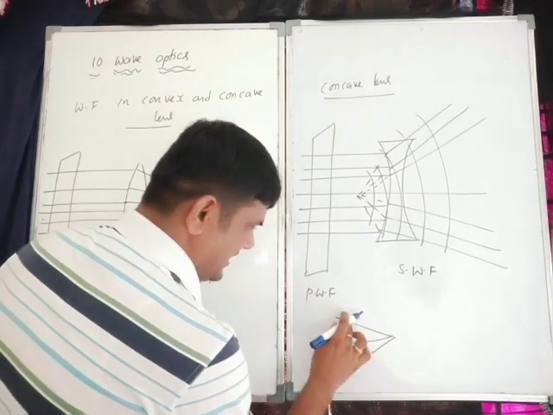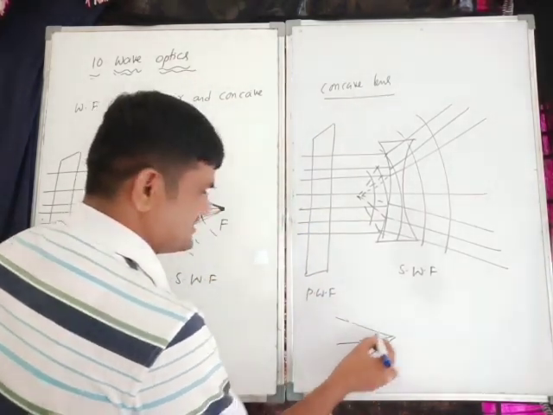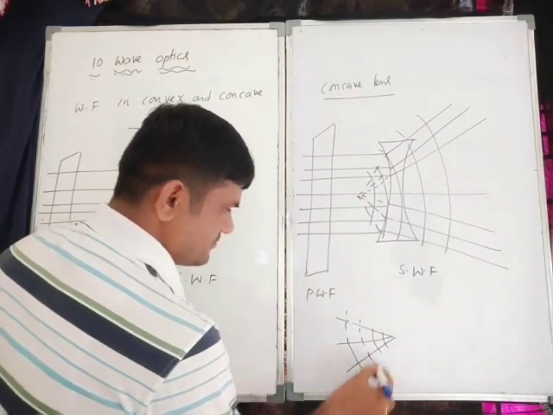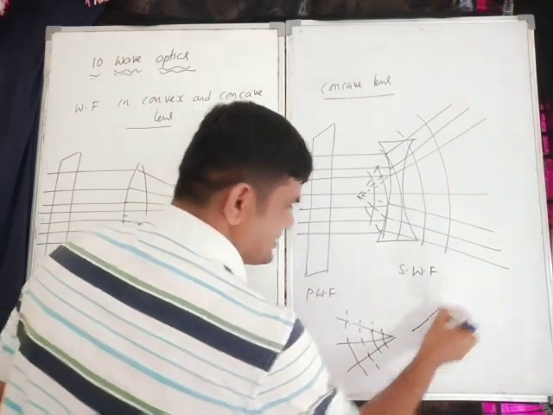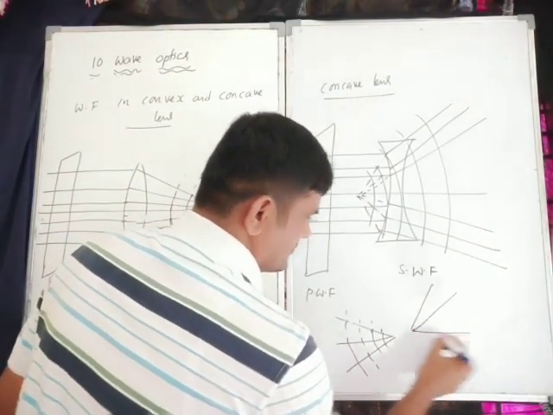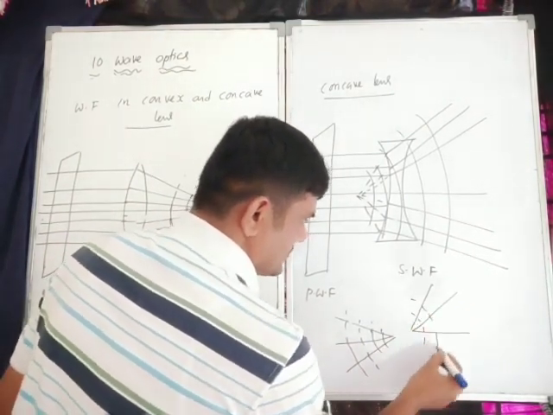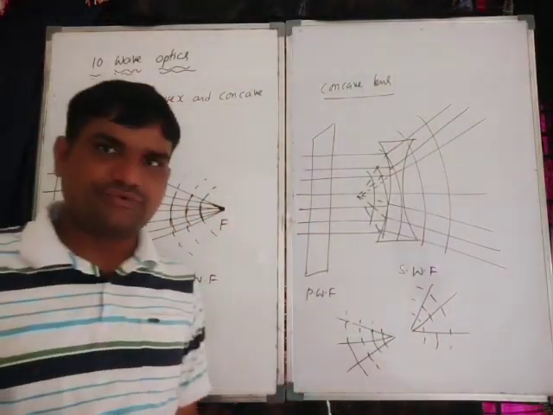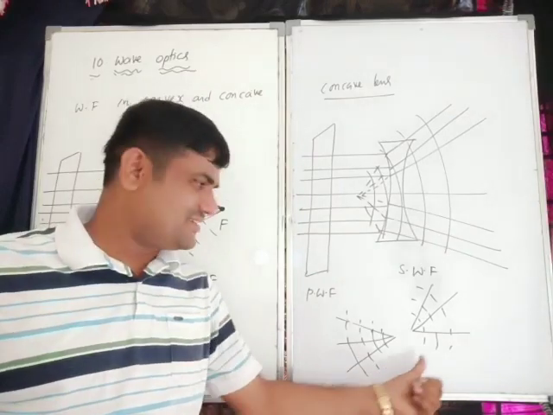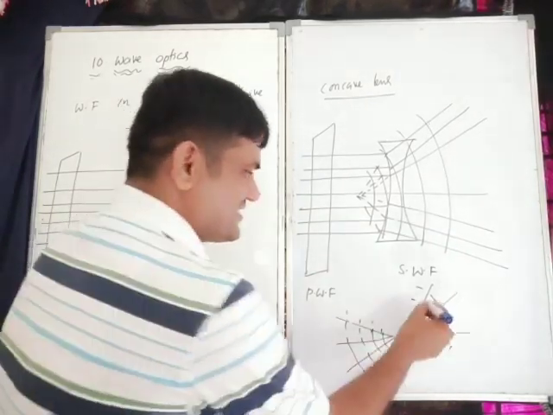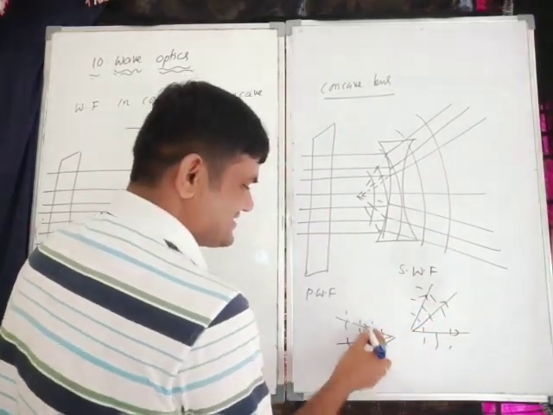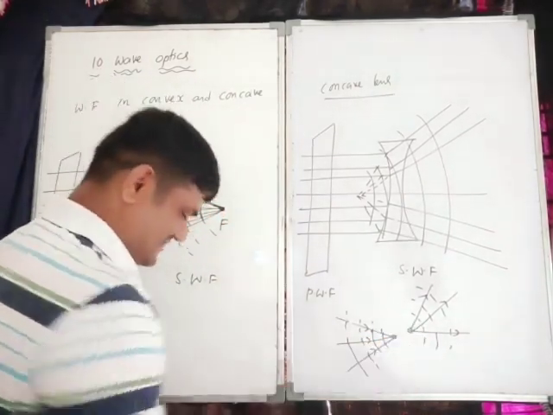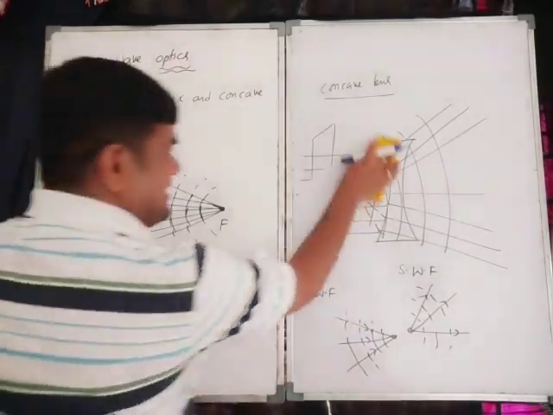Converging time, so what happened? Like that, the wavefront. Now diverging. Diverging wavefront, converging wavefront. That means a spherical wavefront. In one case it is diverging, and in the other it is converging. Yes, point source. Right.